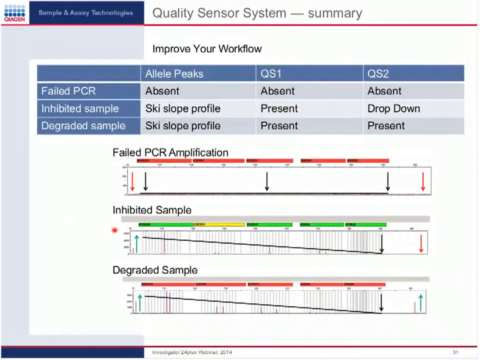If you have an inhibited sample, then you see the ski slope profile with high peak heights at the beginning and low peak heights in the high molecular range. This is identical between an inhibited sample and a degraded sample, but the difference is that with an inhibited sample you have a drop down of quality sensor 2, and for the degraded sample you still have quality sensor 2 present.